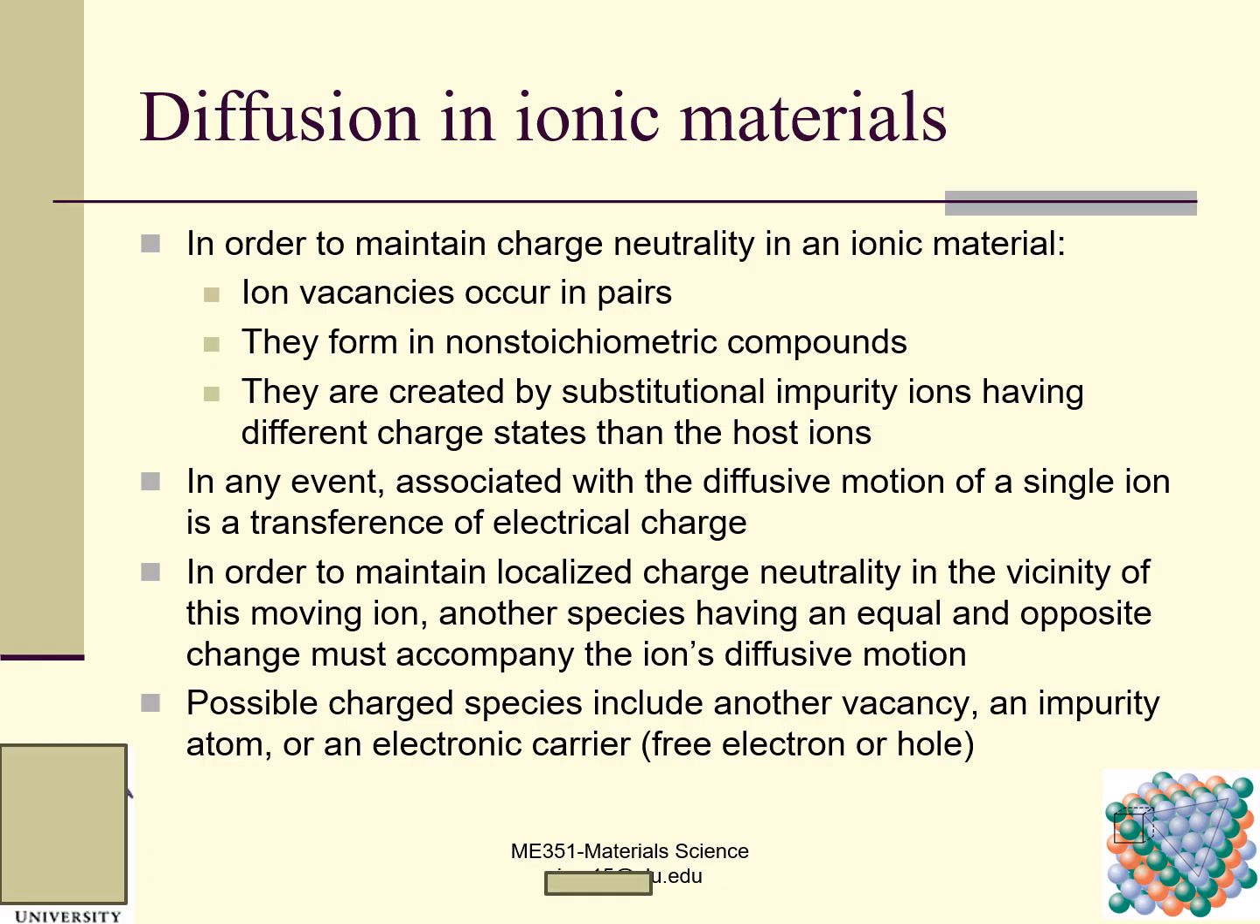Non-stoichiometry means what? Stoichiometry means that the numbers of the two kinds of atoms closely follow the chemical formula. Non-stoichiometry means that, for some reason, the number of these ions and the number of those ions are not following the chemical formula. So this kind of state is called non-stoichiometry. And they are created by substitutional impurity ions having different charge states than the host ions.